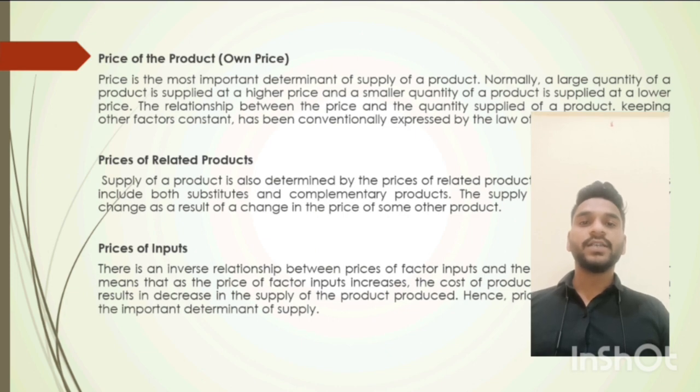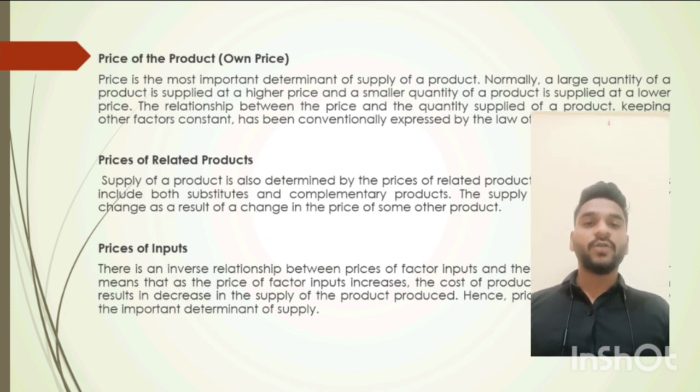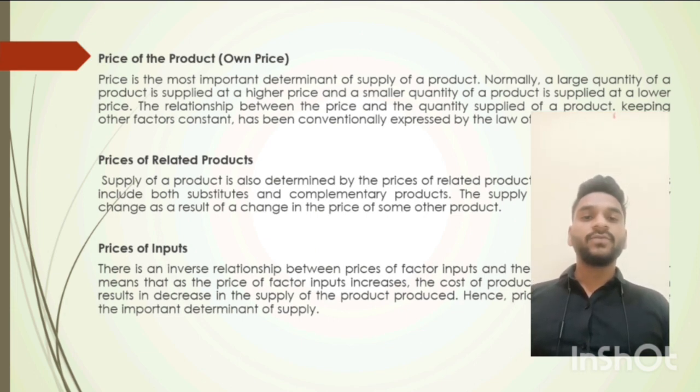Second one is the prices of related products. Supply of a product is also determined by the prices related to the product. The related products include both substitute and complementary products. We see the example of Maggie. There are different products like Maggie, Yippee, Mancha Maggie, and so many others. If the prices of Yippee or Maggie are higher or change, then the supply of that product will be affected, and it affects the related products of Maggie.